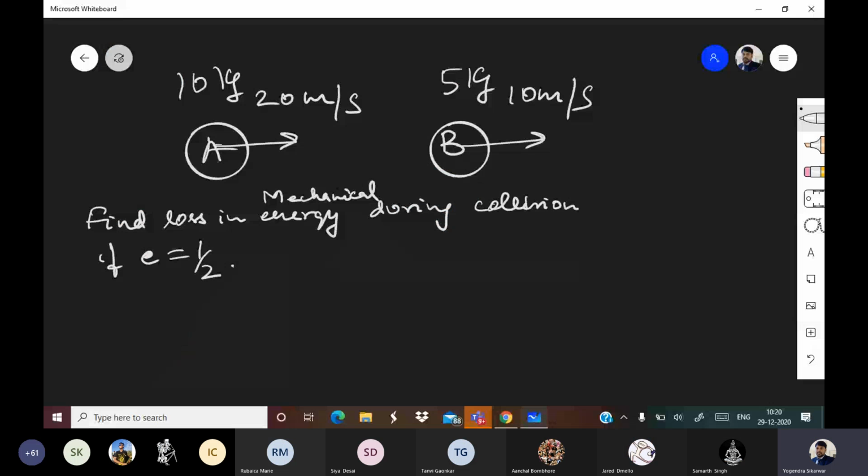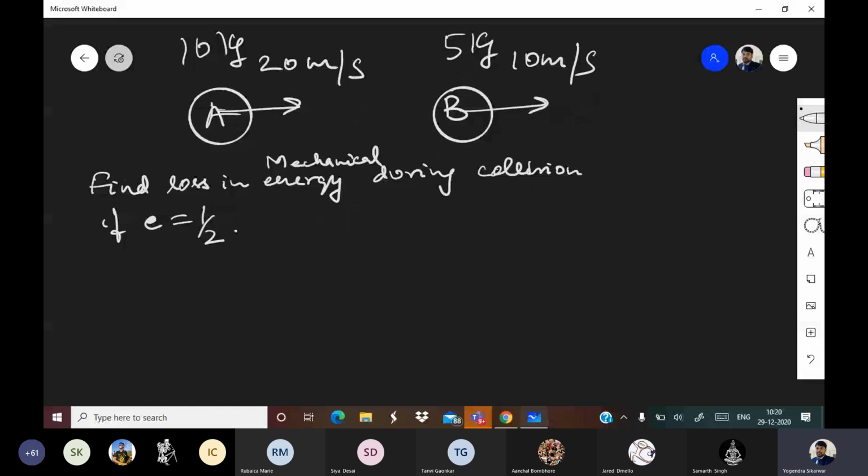Okay, Suhas. Vedant is saying 125 joule. Let us see how much is the answer. Pay attention. So by LMC, by linear momentum conservation.